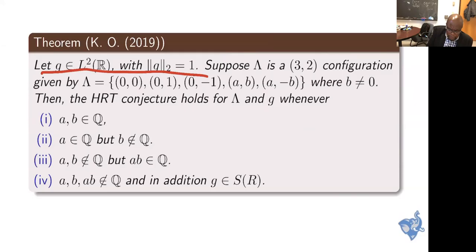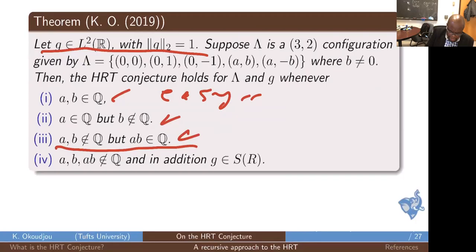So I can prove the HRT conjecture if A and B are rational numbers. This is actually easy, not too difficult to prove. Then if A is rational and B is irrational, that's already a little bit tricky. And then the other two cases are a lot more tricky to prove. And I can prove that.